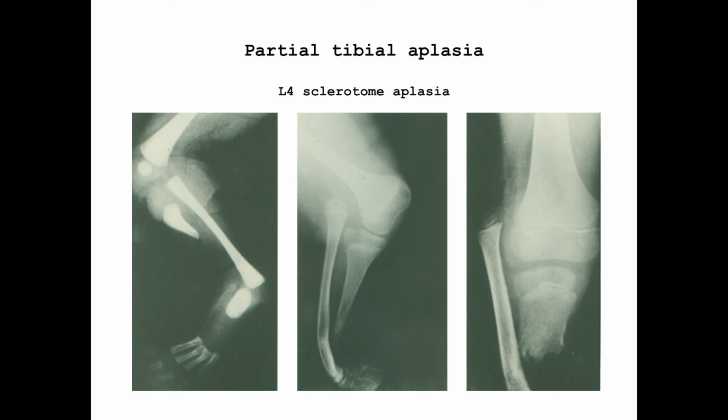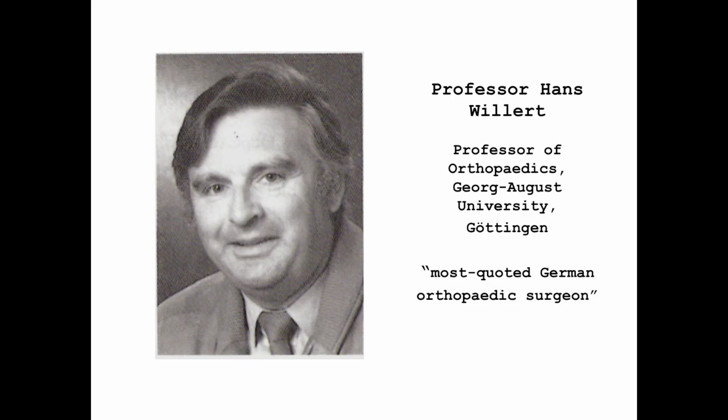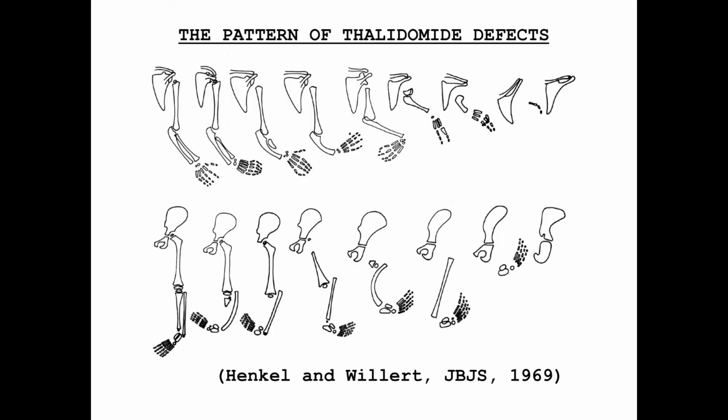Now, I needed to test the sclerotome maps in a large collection of X-rays of thalidomide children. So I sought out a German professor of orthopaedics, Hans Willert, whose thalidomide papers I had read and very much appreciated. It was obvious that we both thought in terms of anatomy. He still had a collection of X-rays of over 200 German thalidomiders on which he and Professor Henkel had defined the pattern of thalidomide embryopathy in the skeleton, the pattern of what thalidomide does to it. Now this slide shows the pattern of dysmelia.